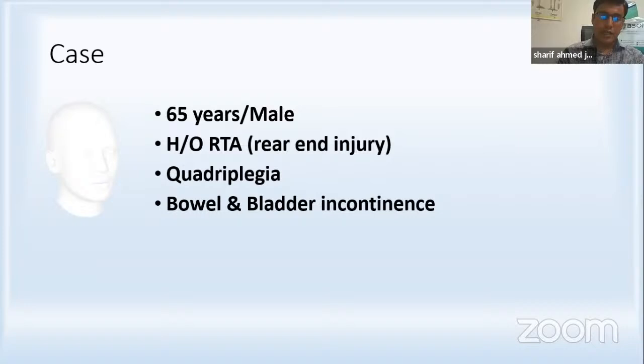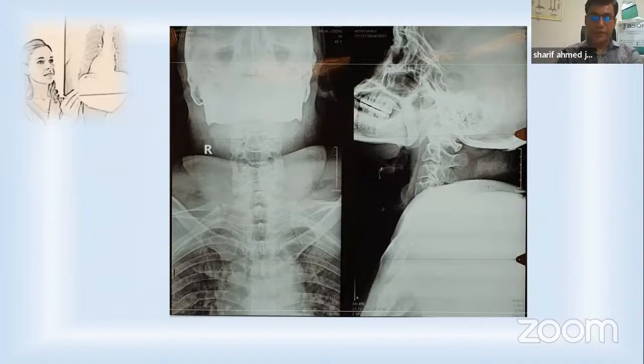It was 15 days after injury. The X-ray that I am showing here was the initial X-ray. The important thing is that whenever a cervical spine X-ray is taken, you have to obtain at least three views: AP, lateral, as well as open mouth views. But unfortunately, in most cases, if the quality is not good, you cannot get enough information. And this happened in this case.